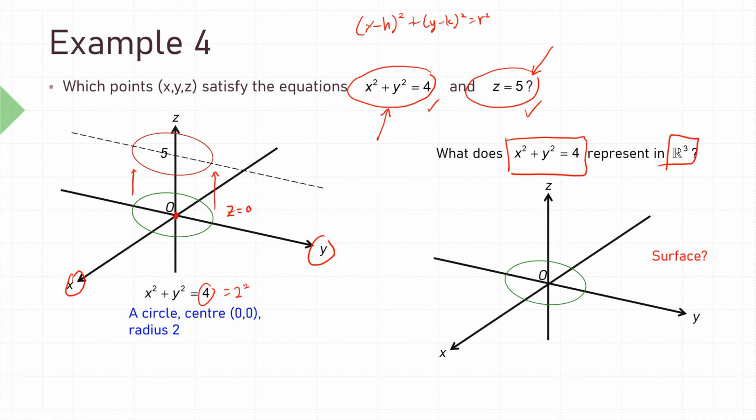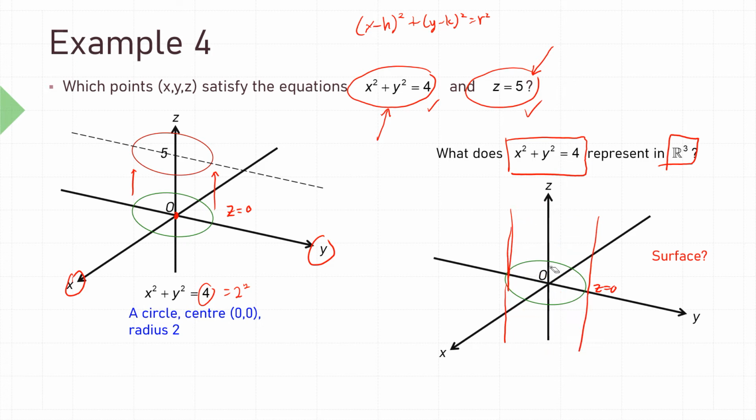So this is when z equals 0. What about when z equals 1? So we have to shift this. When z equals 1, somewhere around here, when z equals 2, somewhere around here, when z equals 3, somewhere around here, and so on. So this actually will form a cylinder, but it can also go downward. So z equals -1, right? So we have something like this.